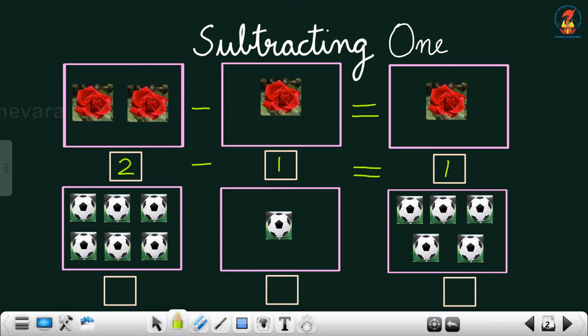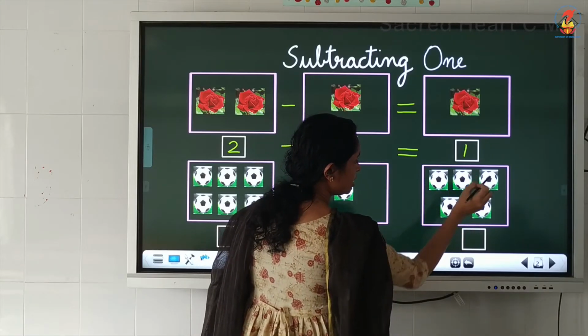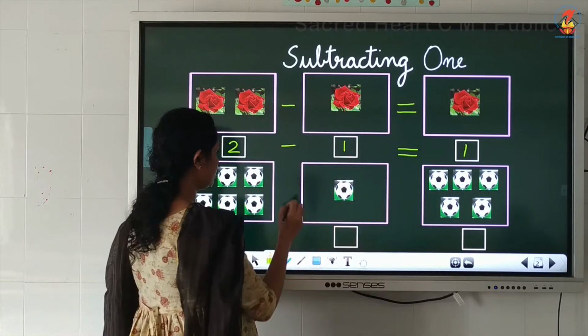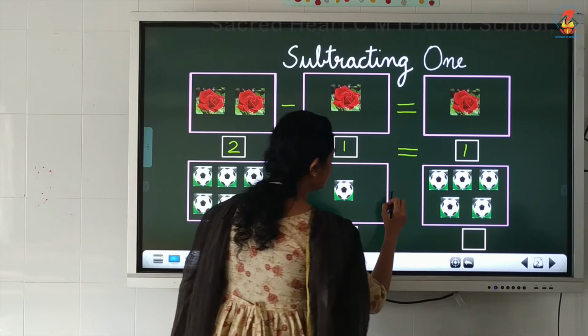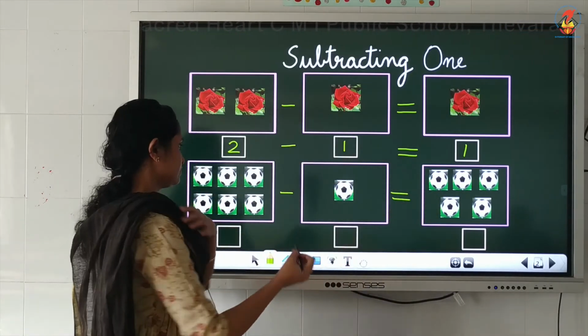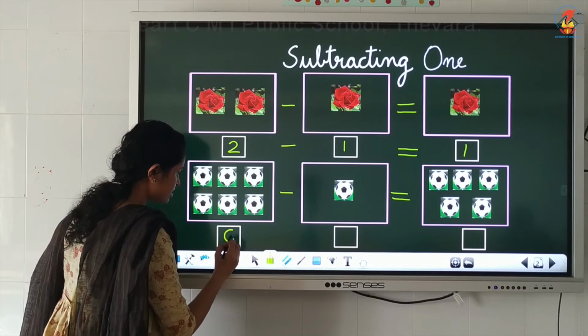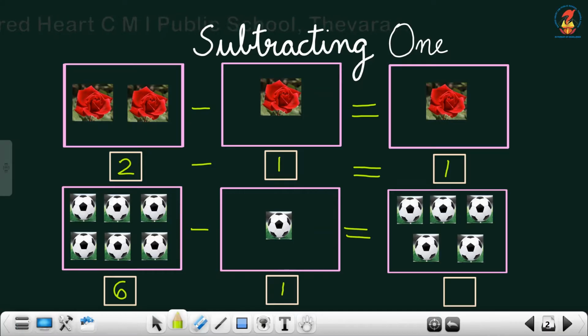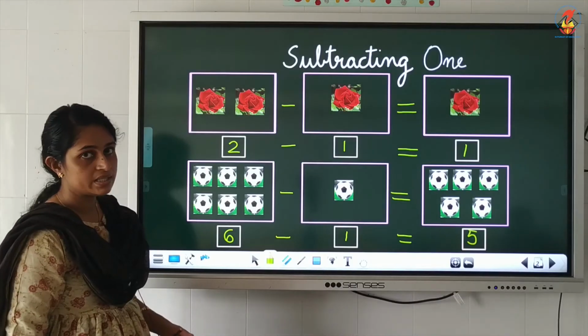In the next set, how many balls are there? 1, 2, 3, 4, 5, 6. From 6 balls, we are taking 1. So how many are left? 1, 2, 3, 4, 5. Isn't it, children? That is, this minus this is equal to this. We can write the numbers. 6 minus 1 is equal to, which number we got here? 5. So write 5. 6 minus 1 is equal to 5.